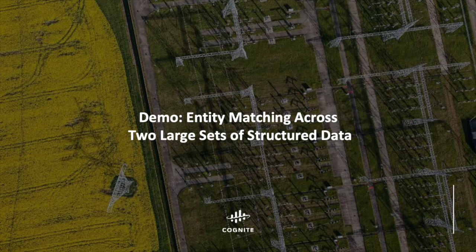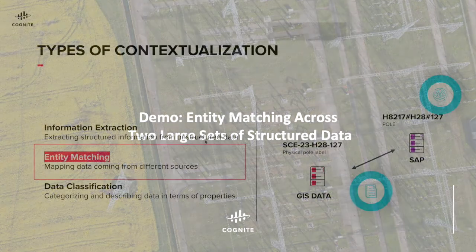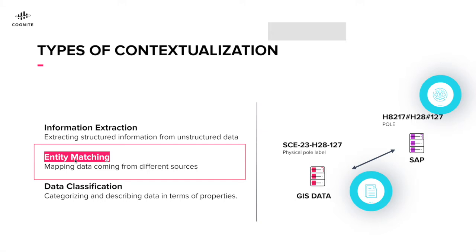In this demo, we're going to show you how Cognite Data Fusion uses built-in functionality to automate entity matching. Entity matching is a type of data contextualization that links data from two or more sources that share a common type of identifier, usually an asset name or a label. In industry, these labels may not always match exactly, and therefore it is time-consuming, difficult, and expensive to perform this task at scale using brute force.